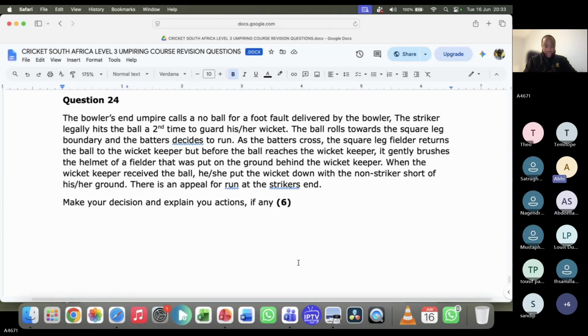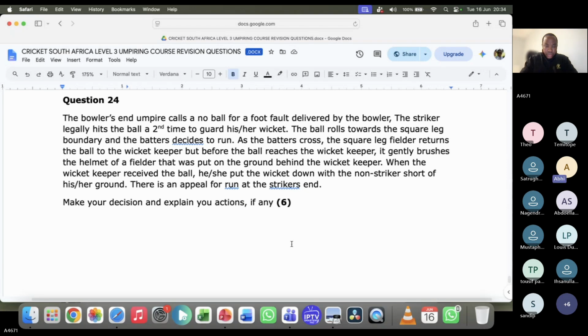Okay, thanks, Abdullah and Tom. Yeah, there's quite a lot happening here. So, first is a no ball for a foot fault delivered. So, the umpire has to signal a no ball. And then the striker legally hits the ball a second time to guard the wicket. So, as it happens, the ball rolls toward the square leg and the batters decide to run. So, the umpire should let the batters run. But as the batters cross, the square leg fielder returns it to the wicketkeeper, wherein it brushes the helmet of the fielder that is put on the ground behind the wicketkeeper.